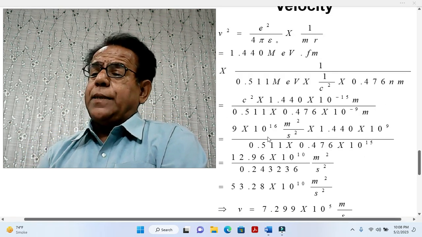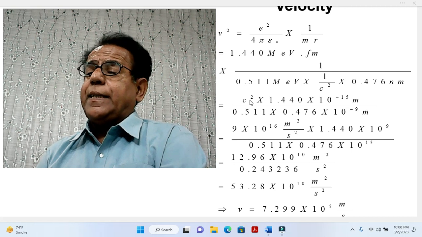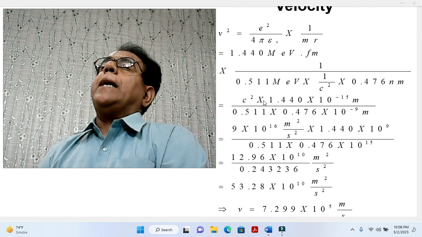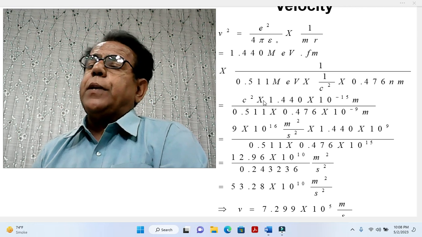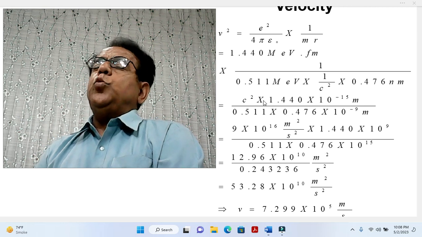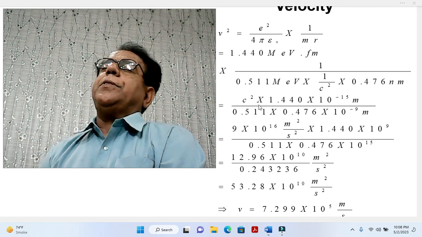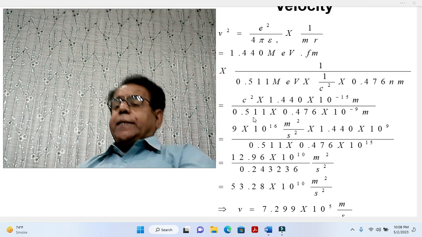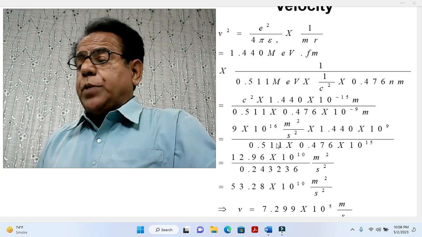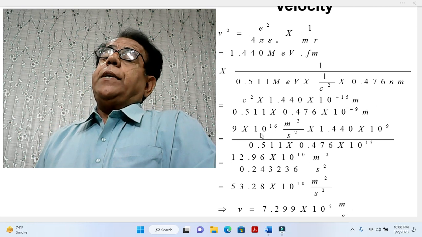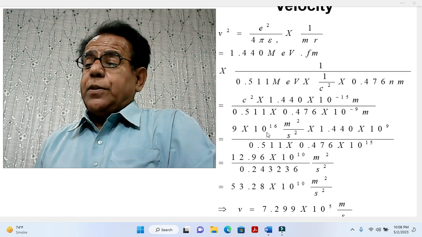In the next place, dear students, in place of c square we have used its value in terms of meter per second. We know that c is equal to 2.998 into 10 raised to the power 8 meter per second, but here we have rounded 2.998 as 3.0, and the square of 3 is 9. So in place of c square we have used 9 into 10 raised to the power 16, because the square of 10 raised to the power 8 is 10 raised to the power 16.